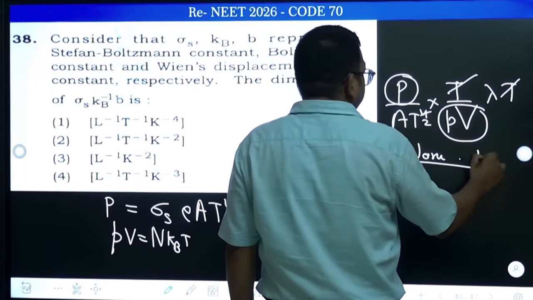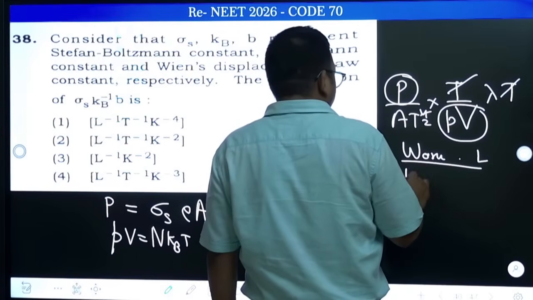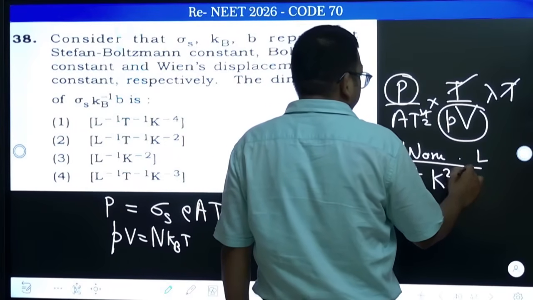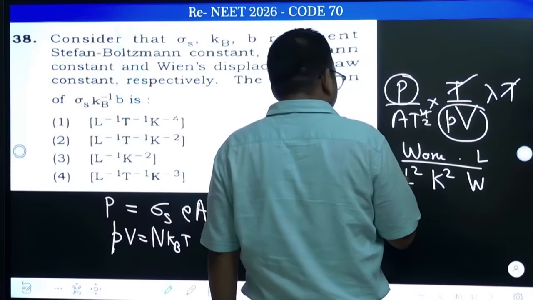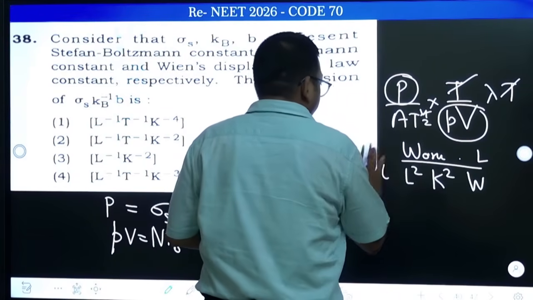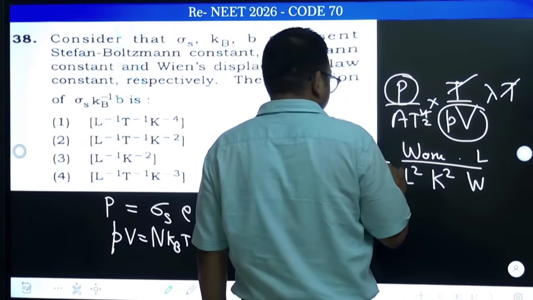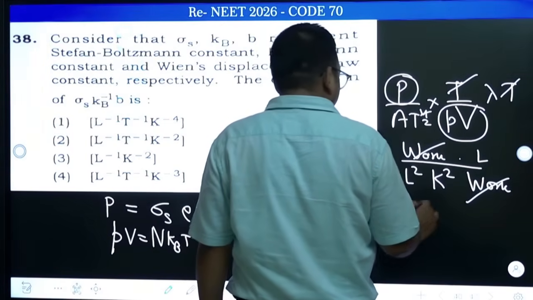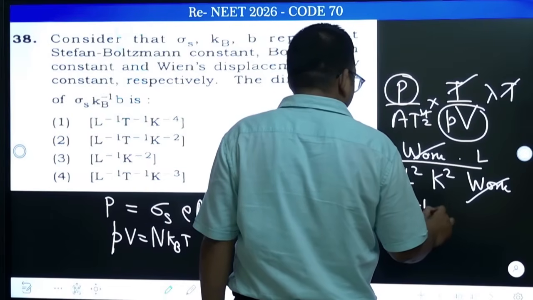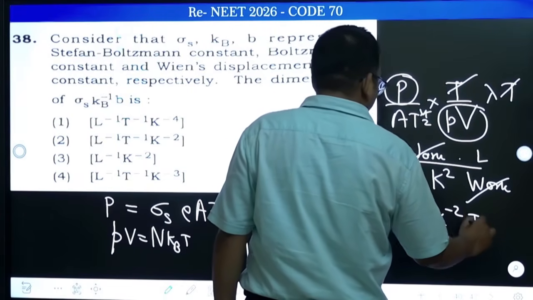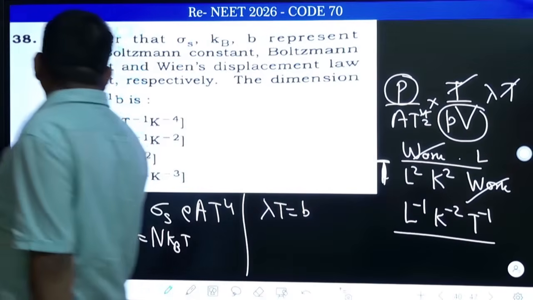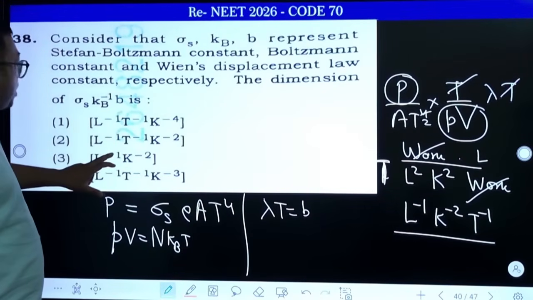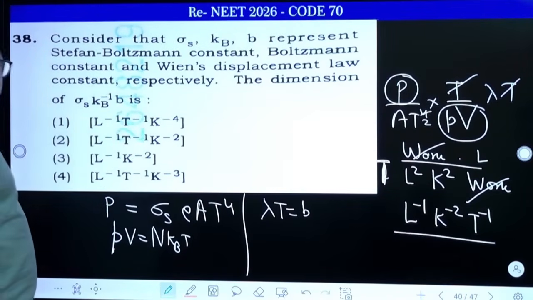Then lambda I will write as length. Area is L square. Temperature is like Kelvin square. Pressure into volume is again work. Work by time was power, capital P. So this work got cancelled. So we are getting L power minus 1, K power minus 2, T power minus 1. Check that. L power minus 1, K power minus 2, T power minus 1. Second option.